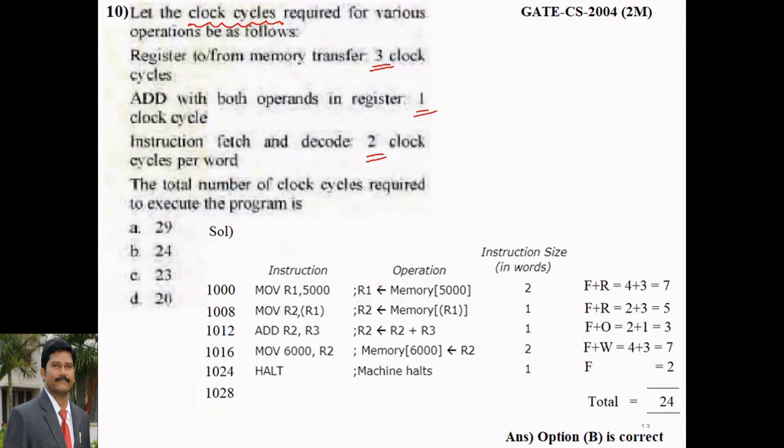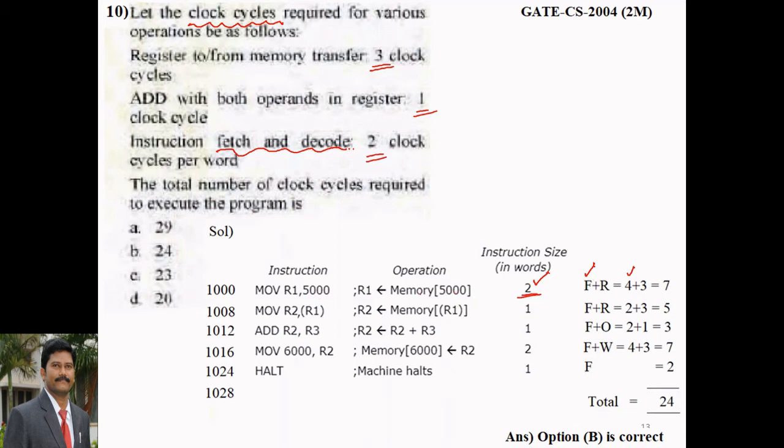Let us see the first instruction, move R1 comma 5000. This is a memory related operation, and it has 2 words, as he has given already in the program. So to fetch this, there are 2 words, which means 2 times we need to fetch. One fetch and decode operation will take 2, because here 2 words are there. The fetch takes 2 plus 2, it is 4. And that is to fetch the instruction.